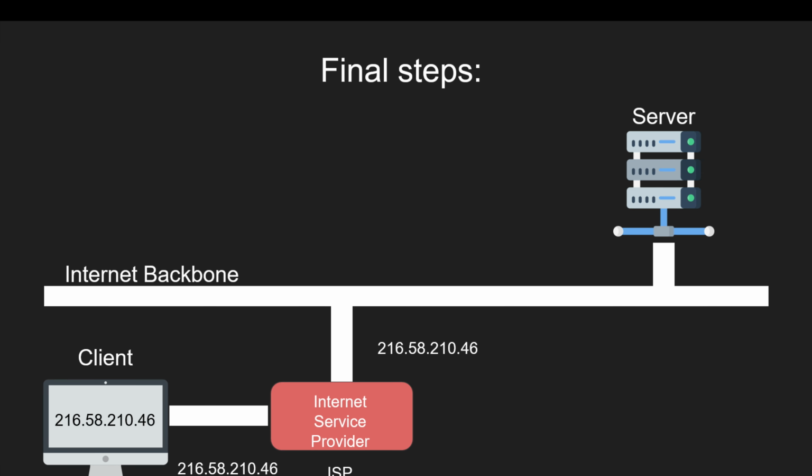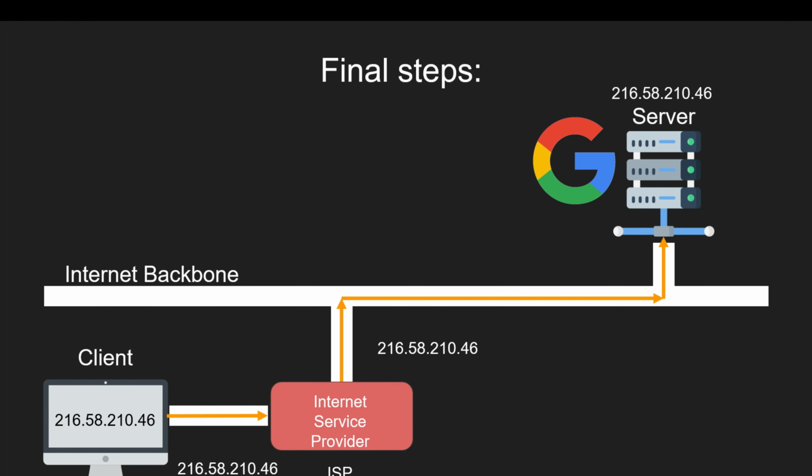And on the internet, it's going to be sent through the internet backbone to the system server as shown. And in this, our scenario, the system server is going to be Google. As we can see, the address of this system server is 216.58.210.46. And with this request, Google is going to go ahead and start sending all the files that we need to load on our homepage. So it's going to go through the internet backbone, through the ISP, and back to us, which is the client. And on our page, Google will load.